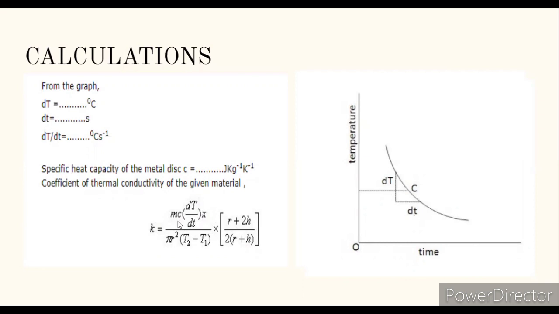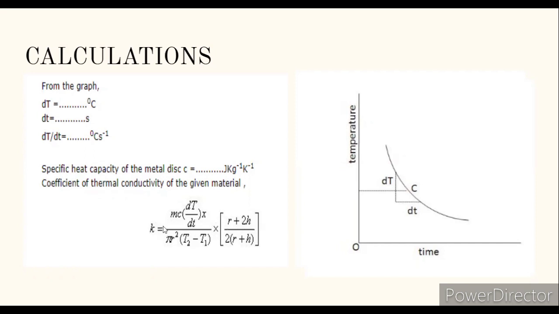M is the mass of the metallic disc. C is the specific heat of the metallic disc. dT by dt is the rate of change of temperature with respect to time, which is the slope obtained from the graph. X is the thickness of the insulator. T2 and T1 are the temperatures of the lower disk and upper disk. R is the radius of the Lee disk. H is the height of the Lee disk.